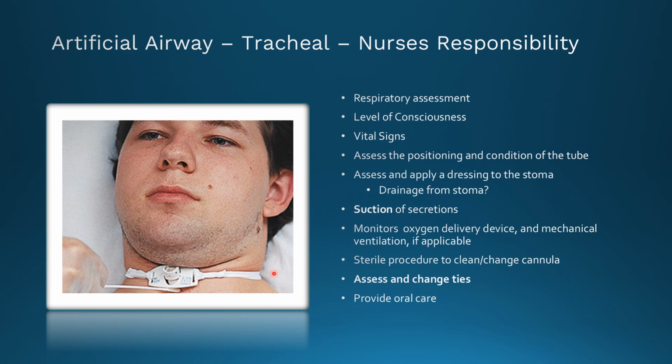We need to assess and change the trach ties. So these ties need to be quite snug, not tight enough to cut off circulation to the patient's brain and to their head, but they need to be tight enough not to have an accidental dislodgement of this tube. As you can see on this patient, they are fairly snug, but not snug enough to have compromised blood flow.